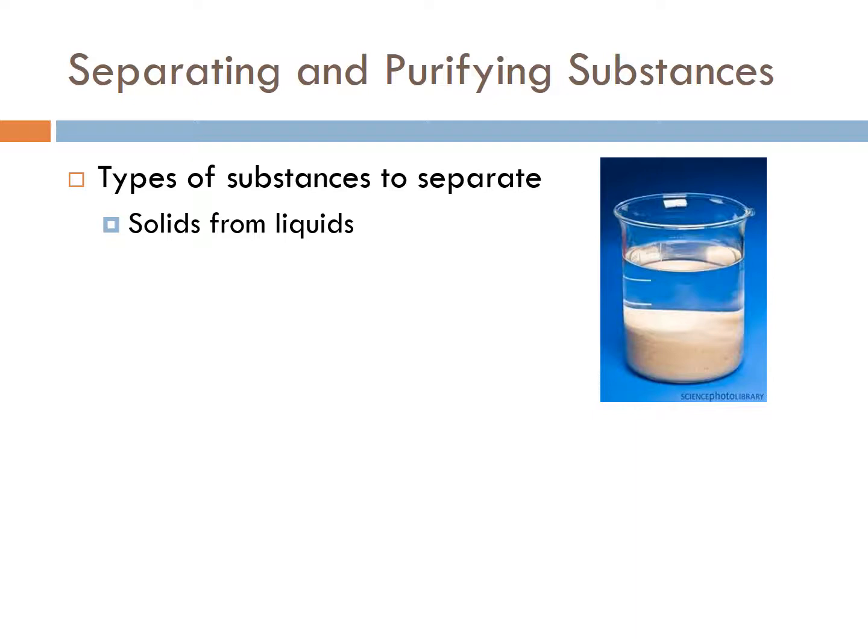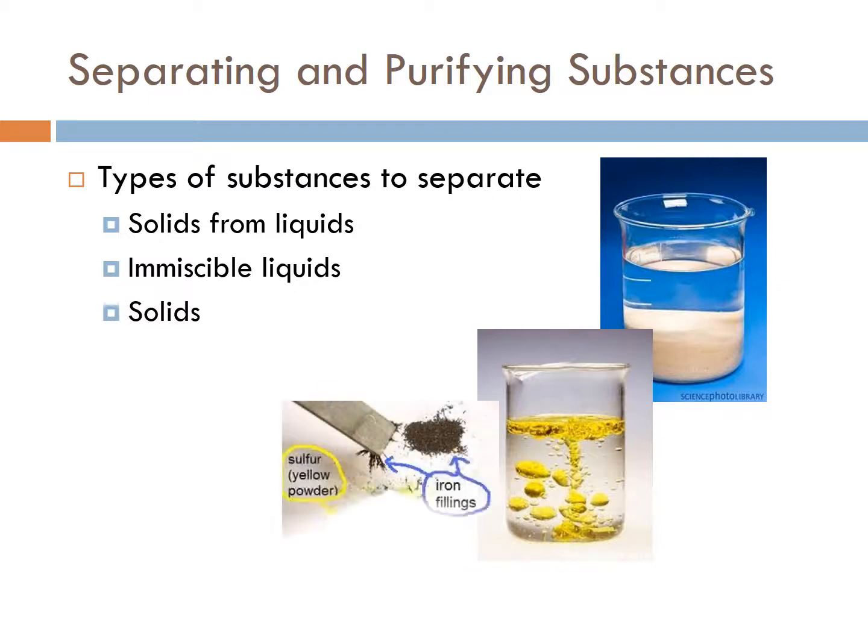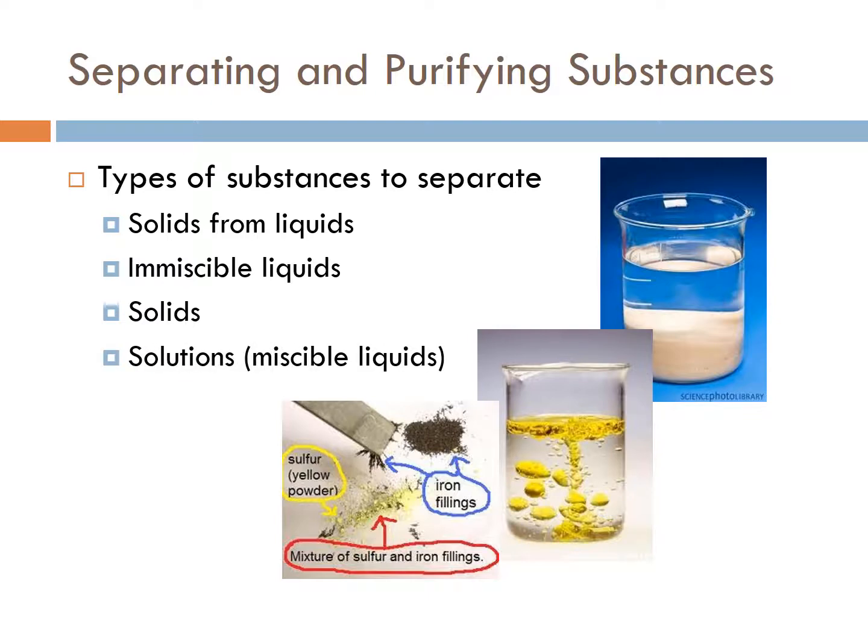So not all the lime was dissolved in the water, so we used a filtration system to help separate the solids from the liquids. You have immiscible liquids, which basically means they don't mix. We have, like, the example of oil and water. Solids, you can use a magnet to remove iron from sulfur. Those are ways to separate.